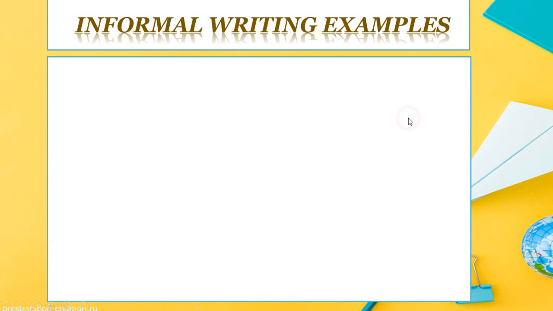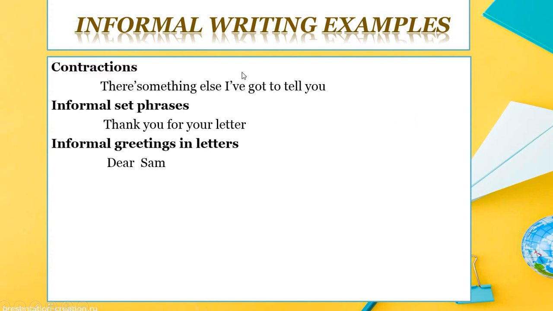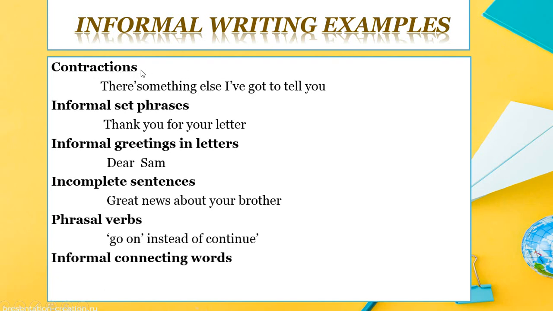Informal writing examples. In informal writing, you can use contractions. For example, there is something else I've got to tell you. And informal set phrases, thank you for your letter. You can use an informal greeting, dear Sam. And you can use incomplete sentences, great news about your brother. For example, this sentence isn't finished.